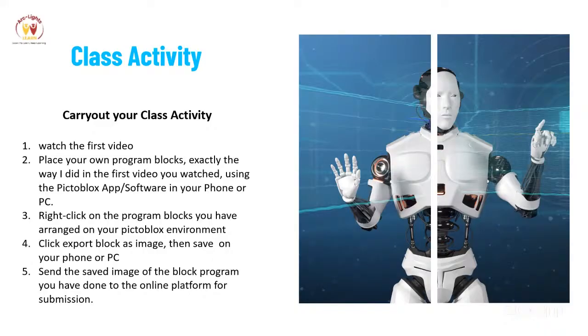Okay, so now this is your class activity. Watch the first video, place your own program blocks exactly the way I did in the first video you have watched using the PictoBlocks app software on your phone or PC. Right click on the program blocks you have arranged on your PictoBlocks environment, click export block as image, then save on your phone or PC. Send the saved image of the block program you have done to the online platform for submission.